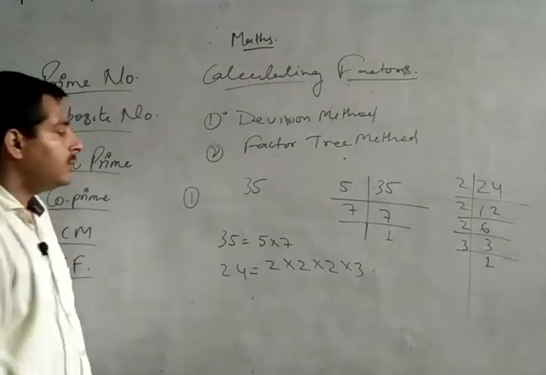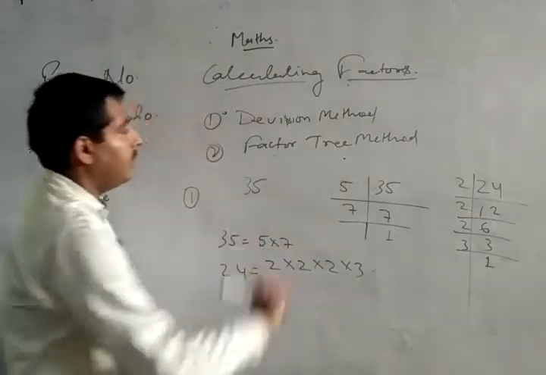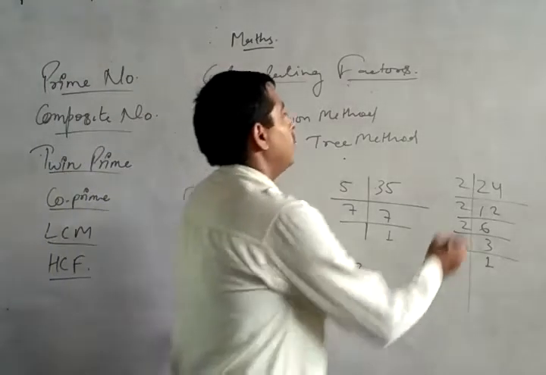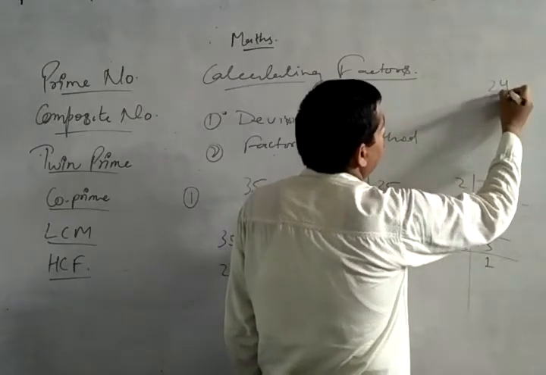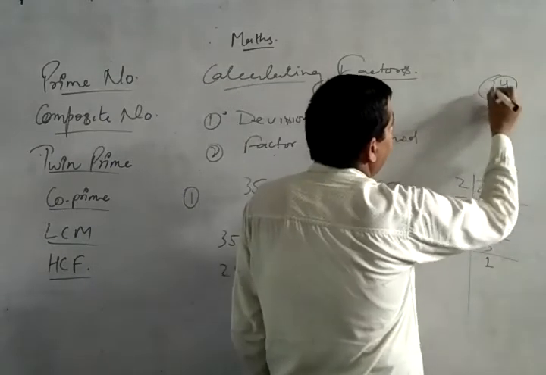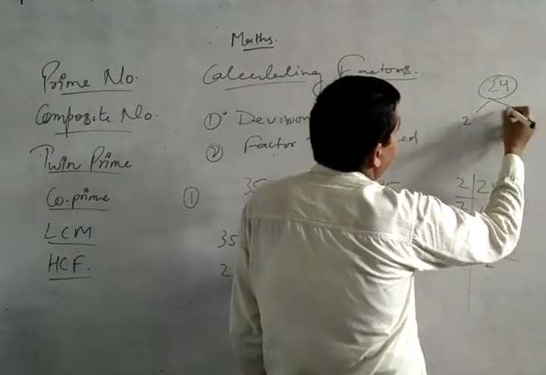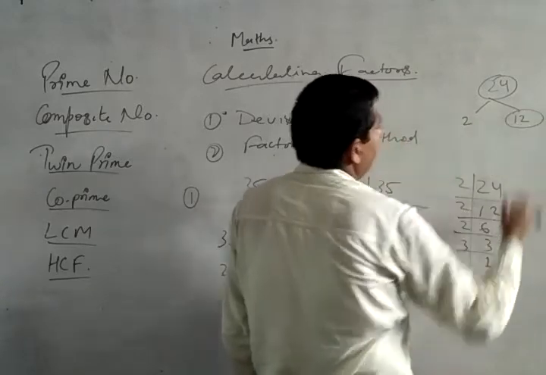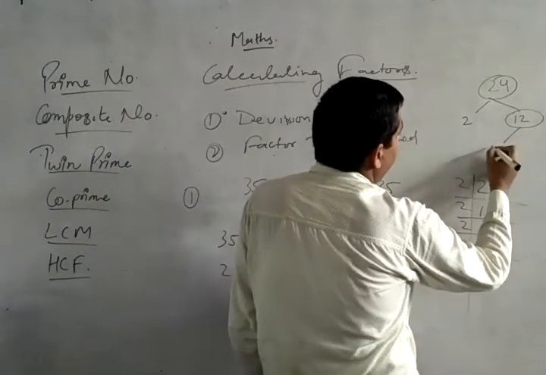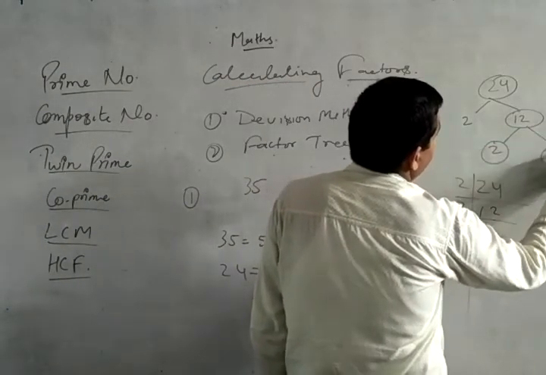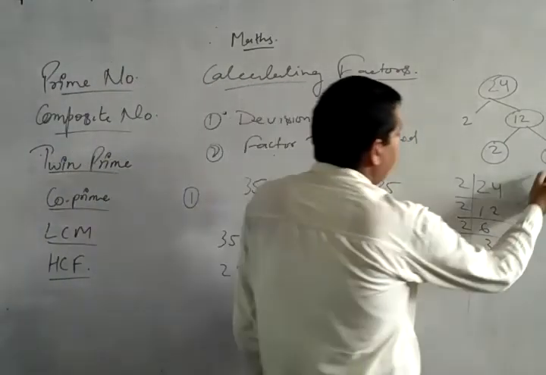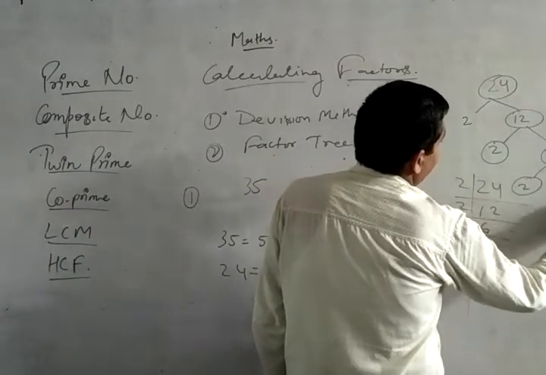The second method is the factor tree method. In this method, what is to be done is write the number, say 24, here and divide it by 2. We will write 2 into 12 is equal to 24. Now again by dividing 12, we will get 6. 6 into 2, we will get 12. Now again dividing by 2, we will get 3.